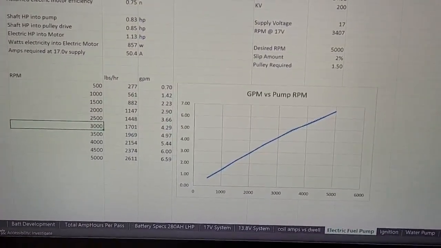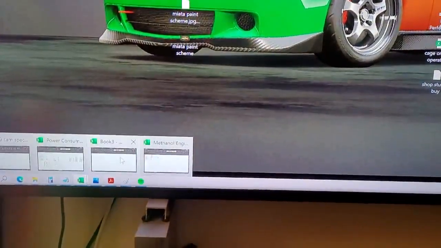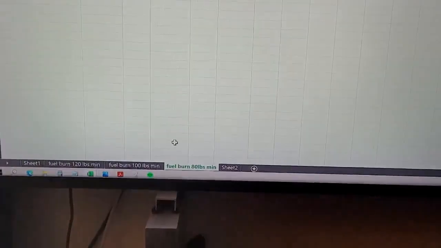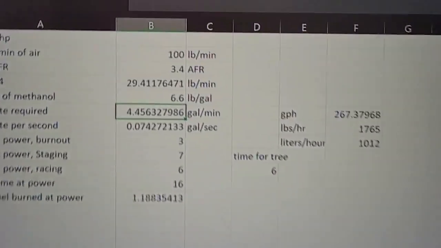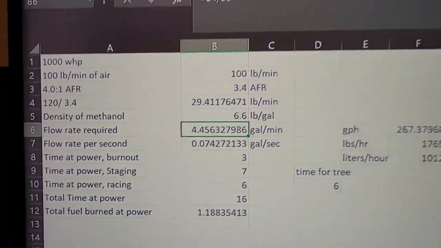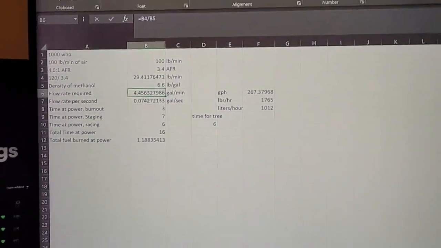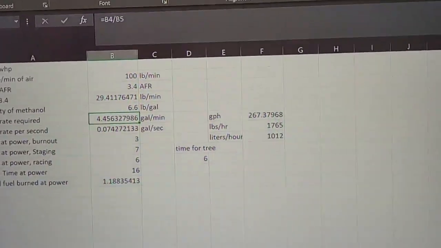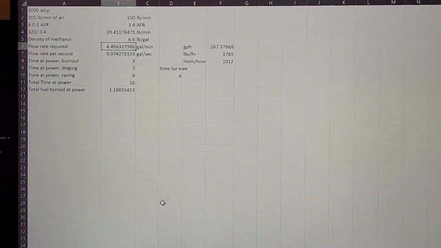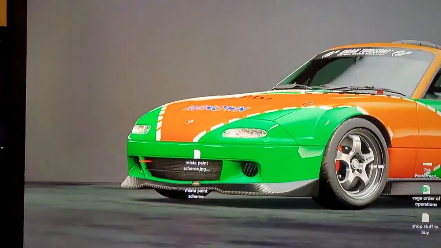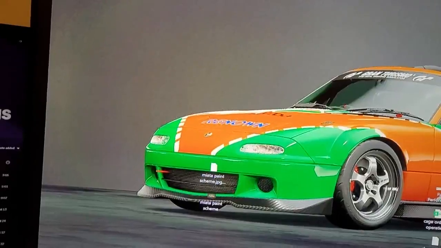Would that even hit our 1,000 horse goal by chance? I don't remember the numbers. Let's check. Go to 1,000, 4.45. That actually would. So even with the 1-to-1, that'll probably get us to 1,000. Not with a lot of headroom, but it would do it. So that's pretty cool, and that's what we're thinking. We're going to set this sucker up 1-to-1.